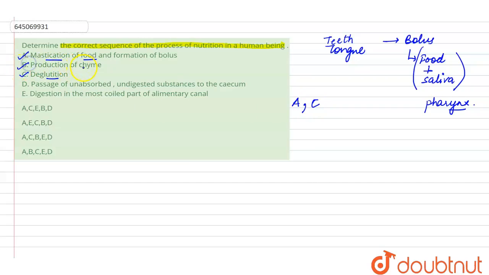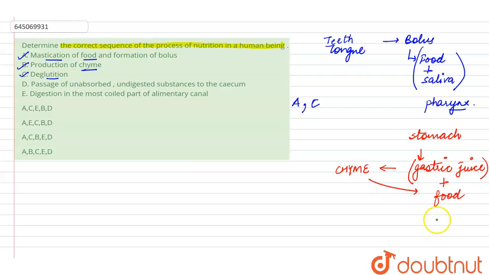Then there is production of the chyme. The food from the pharynx moves into the esophagus, and then through the gastroesophageal sphincter it goes into the stomach. The stomach contains the gastric juice, and the food gets mixed with the gastric juice. The entire mixture is called chyme. So there is production of the chyme, which helps in the digestion of components. Mainly the proteins are digested in the stomach. So option B is the next one.